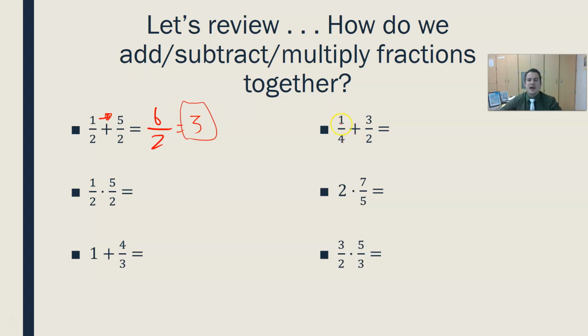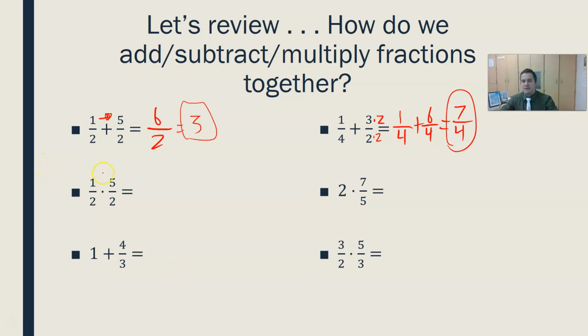For 1/4 plus 3/2, I can't add those together as is because I need a common denominator. This is 1/4. This is 3/2. If I multiply the bottom of this fraction, that'll make a 4. But if I multiply on the bottom of that fraction, I have to multiply on the top as well. So that would be the same as 1/4 plus 6/4, which would be 7/4.